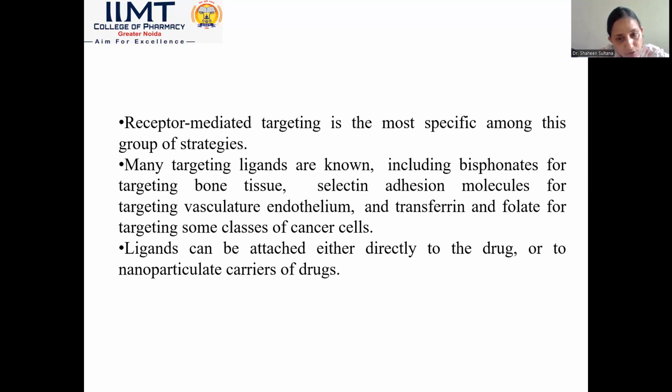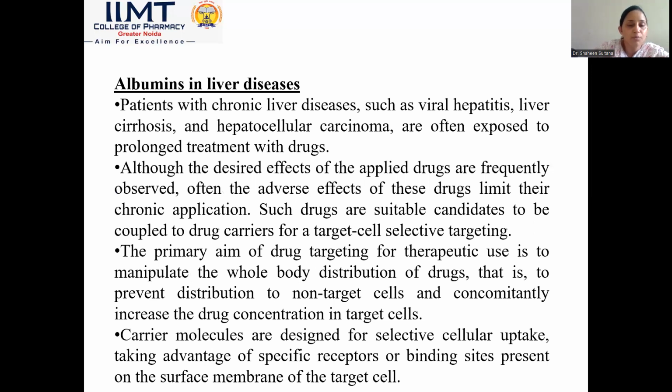Ligand is attached to the drug directly, or you can formulate some formulations like nanoparticles, nanopolymeric, solid lipid nanoparticles, etc. And then you can attach a ligand to the drug delivery system. Now, albumin in the liver disease. Now, the patient with chronic liver diseases such as cirrhosis, fibrosis, hepatitis, they want long treatment. With long treatment, the drug will show side effects for a long period of time and cause unwanted side effects and damage to the body.